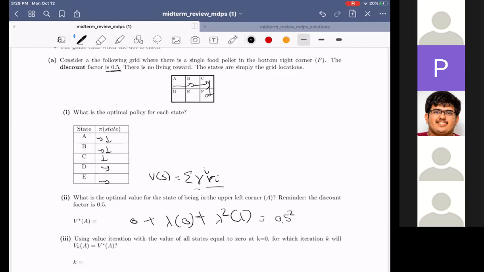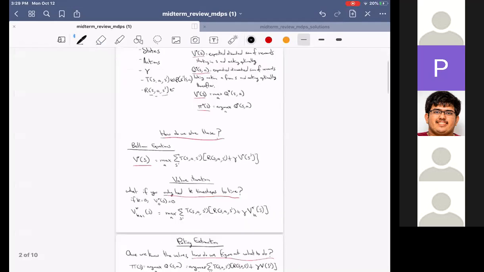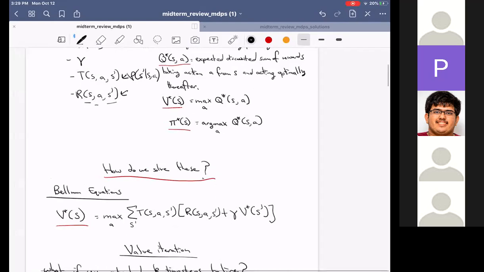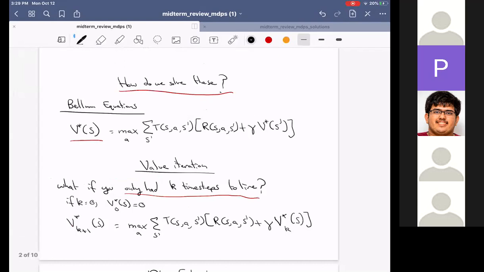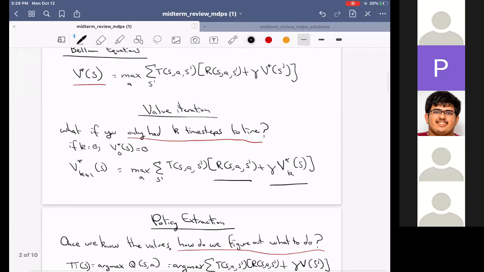You have to be careful that your initial reward is not discounted, right? If you look at how we defined value, let's see where it is. Yeah, that makes sense. Reward, and then the rest of it is discounted. So that's what's going to end up happening. We're going to get 0.5 squared times 1, which is 0.25.